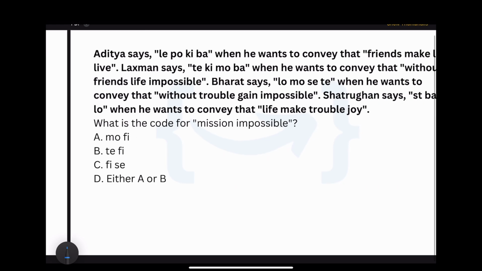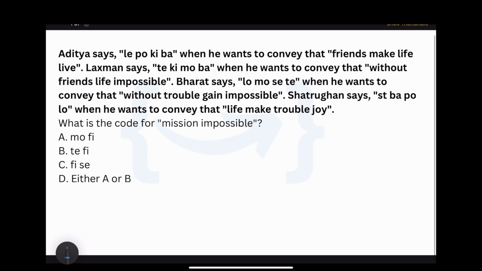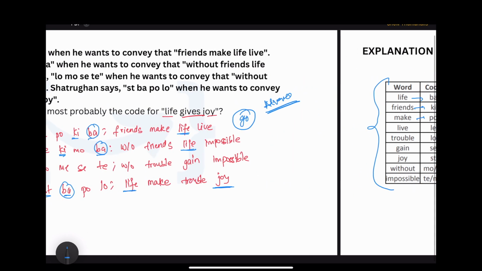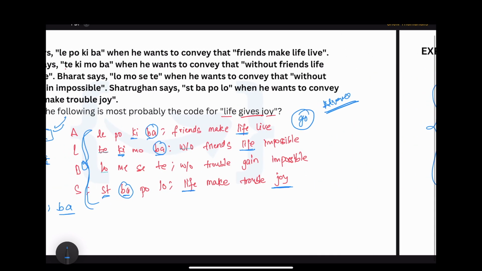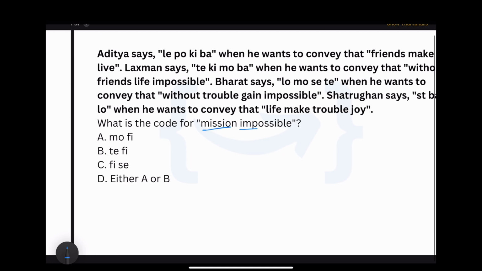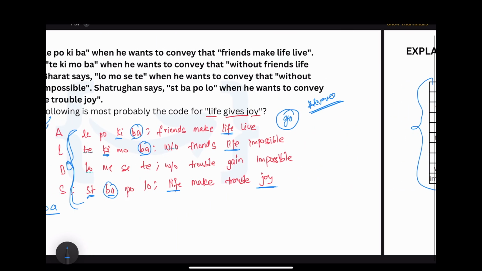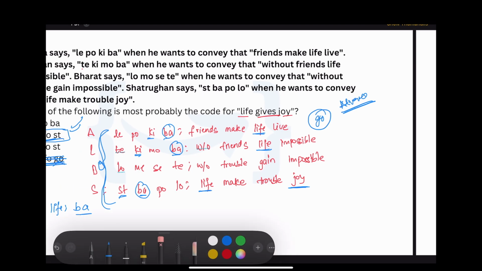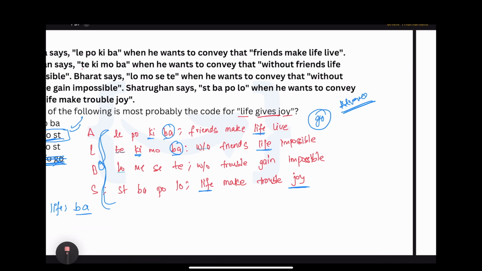Okay, now the another question is lo ki ba, Lakshman se ti ki moba. So ti ki moba, is that same? Ti ki moba, ha, it is same only. So what is the answer of mission impossible? Mission impossible. Okay, so let me check for the mission impossible case. So if I remove this circles, what will happen? Okay, clear. So life should be there, and bar is already taken care of, so I won't be putting bar. So now impossible, we have two, but mission we don't have.